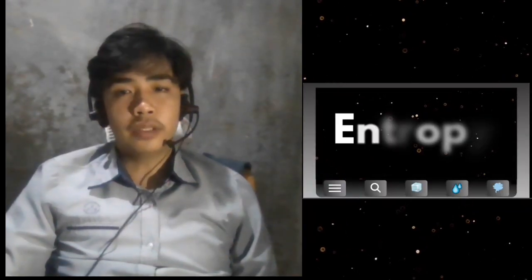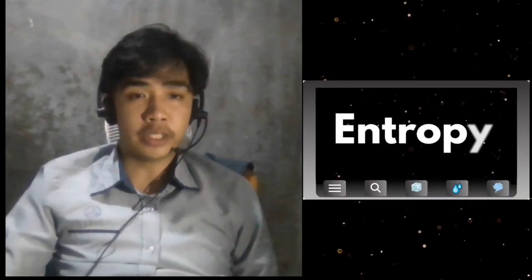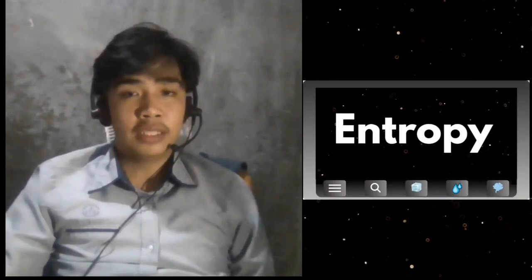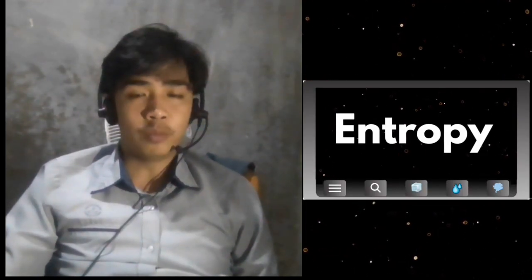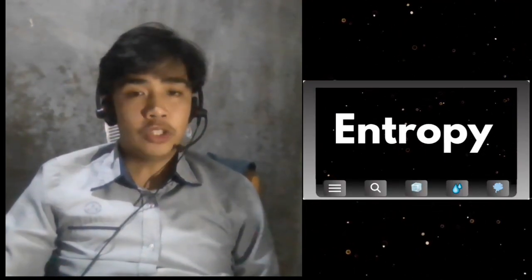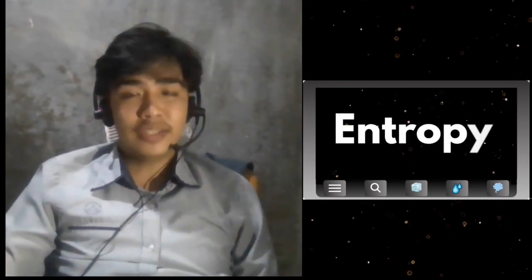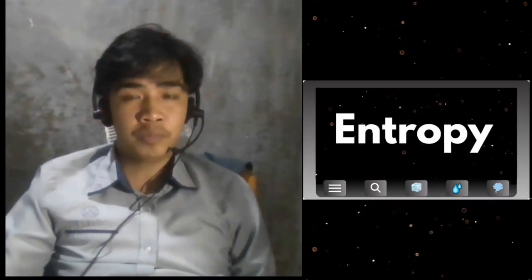So, to conclude, entropy is a way to measure how disorganized or spread out things are in the system. The more random the particles are, the higher the entropy. Solids have low entropy because their particles are packed tightly and move very little. Liquids have medium entropy since their particles can move more freely, and gases have the highest entropy because their particles are moving fast in all directions.